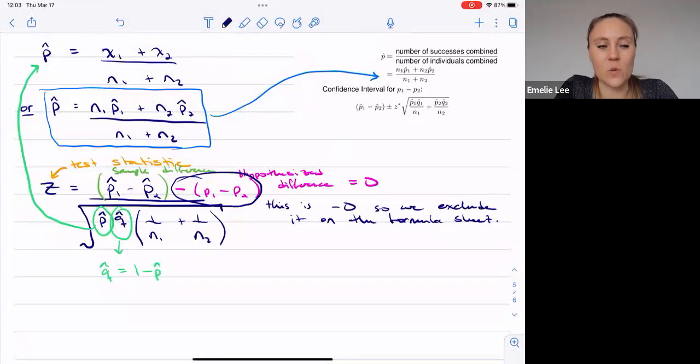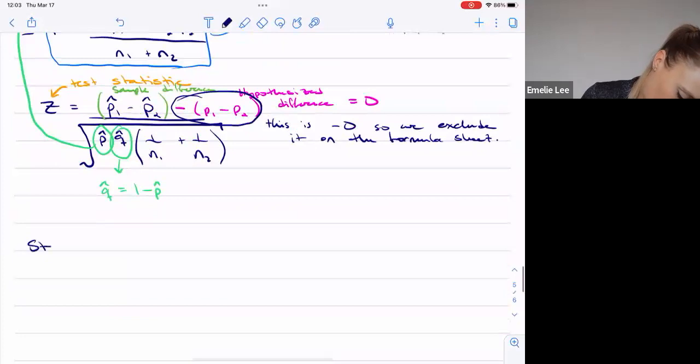Once you have a z-score, right, then finding your p-value is the same as before. You can use the z-table, or you can use the z-distribution in R or Excel to find the p-values, right? So step 3, find the p-value.